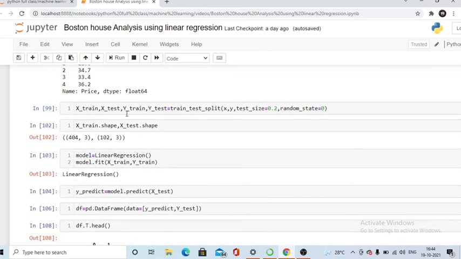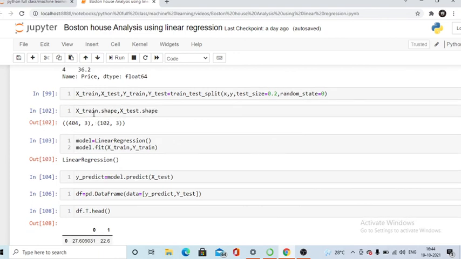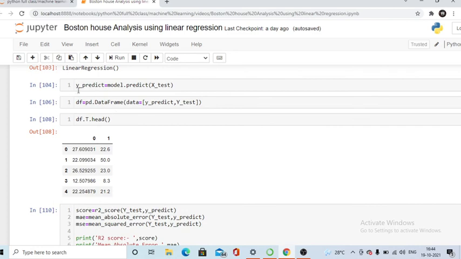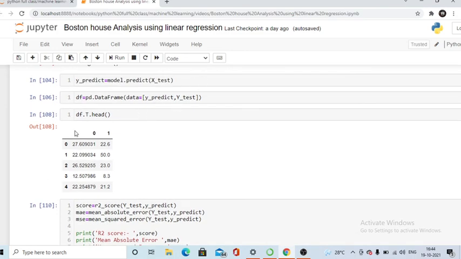So here we have X train, X test, y train, y test, with test size 0.2 and random state 0. Here you can see we have a total of 506 rows. In my X training part we have 404, and in the X test part we have 102. Then model is linear regression. I am making one model of my linear regression, and then we fit that model with X train and y train. After fitting, we make one more variable, y predict, and in that I give my X test part. After giving this, I get the result of y prediction with respect to y test. And if I write this code, I will get the result in this form.